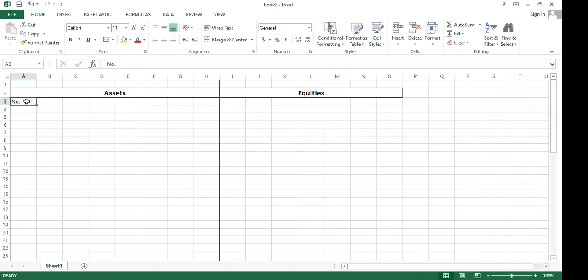Firstly, number one: commence business with cash rupees 200,000 and land 50,000. Cash and land.